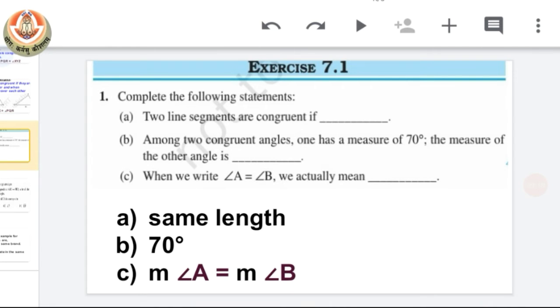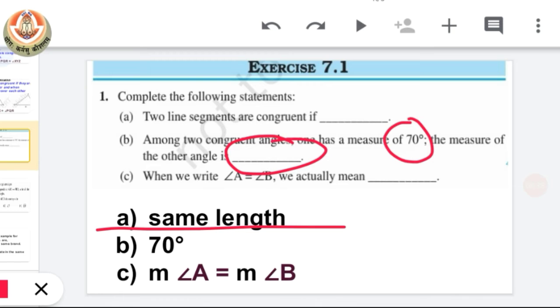So let's discuss the questions of exercise 7.1 so that we can have a clearer view of these points. The first one is fill in the blanks. According to the first blank, two line segments are congruent if their lengths are the same. Another is, among two congruent angles, one has a measure of 70. The measure of the other should also be 70. That is why they are known as congruent to each other.